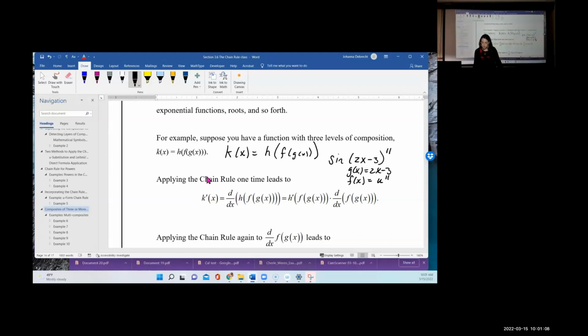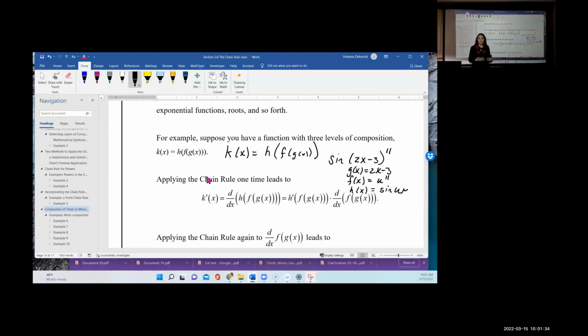The last thing you do becomes the outermost function, in this case, h. So h becomes the sine of u, where our u's are different u's. So maybe we should call this one w or something like that. All right, so we've got u to the 11th and a sine of w. All right, so we have nested or layered composition going on here.